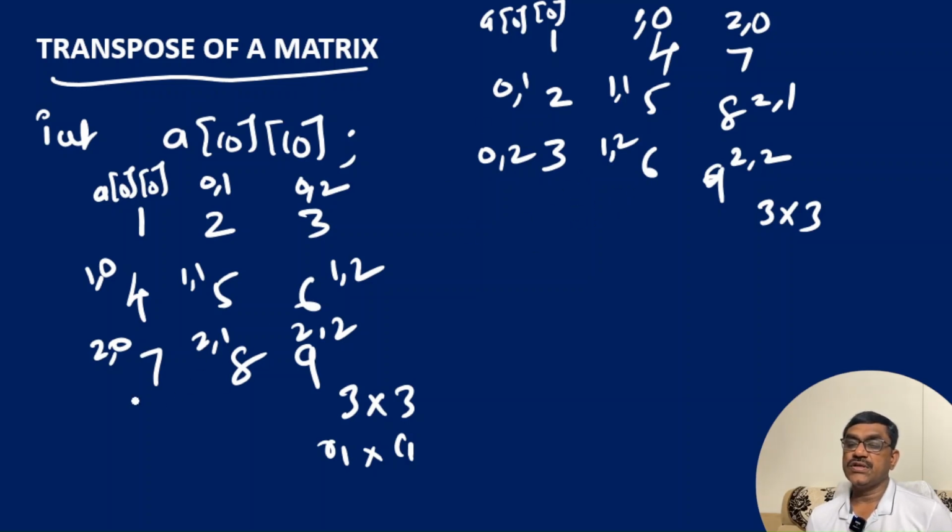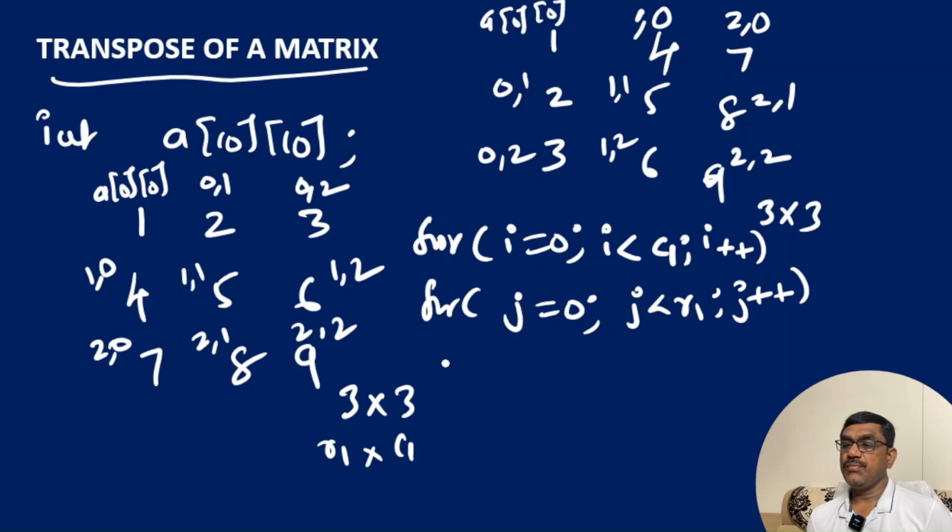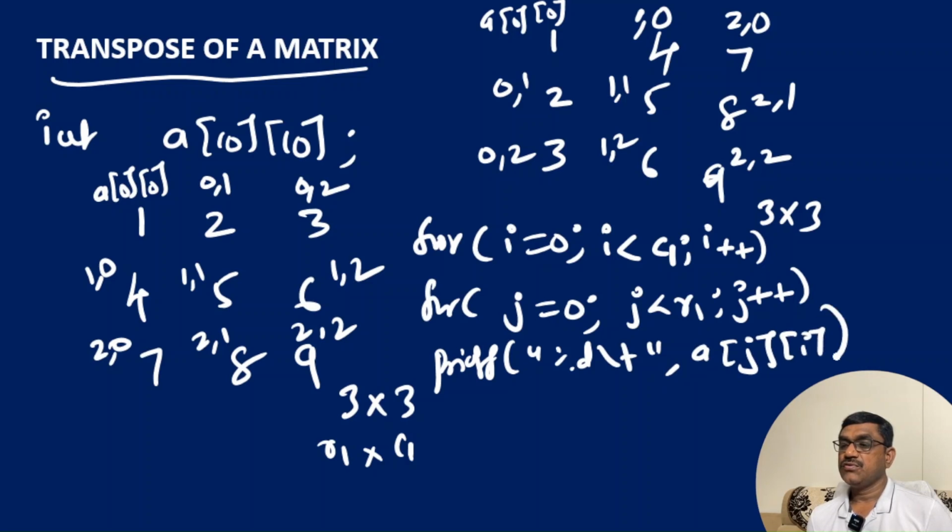So, how to write the code for this? See here, the code is simply given as: you write for i equals 0 and i is less than, rows become columns, columns become rows, right? Here you write first column C1, i plus plus. Next you have to say for j equals 0 and j is less than R1, j plus plus. Now, here what you do is you say printf percentage d. If you want to get some space, we write slash t, double quotes close, comma. Here you write a of j, i. You have to write a of j, i. That's all.